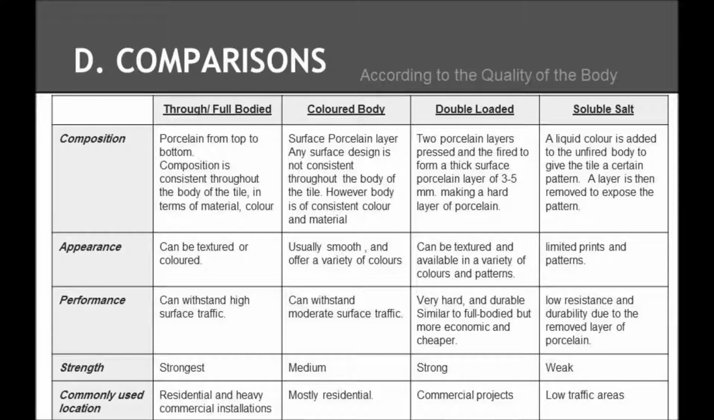And in terms of appearance, soluble salts are limited exclusively to prints and patterns, while both the full-bodied and double-loaded can be textured. And the colored body, of course, only comes in a variety of colors. And in terms of strength, the composition resonates the level of strength, as the through and the double-loaded porcelain tiles are stronger than the colored and the soluble salts. And thus, the strength and form follows the function. The stronger porcelains, which are the through full-bodied and the double-loaded, are used for heavy installations and commercial projects, while the colored body and soluble salt are used for residential and low-traffic areas.